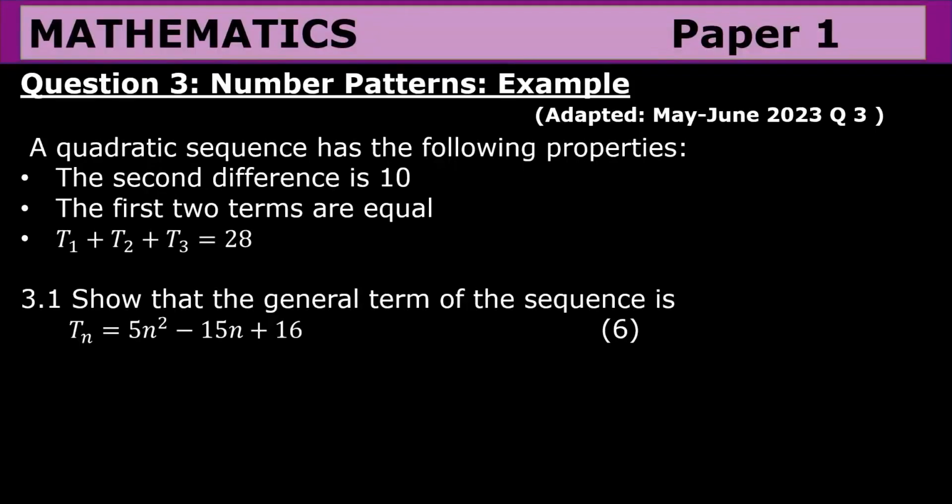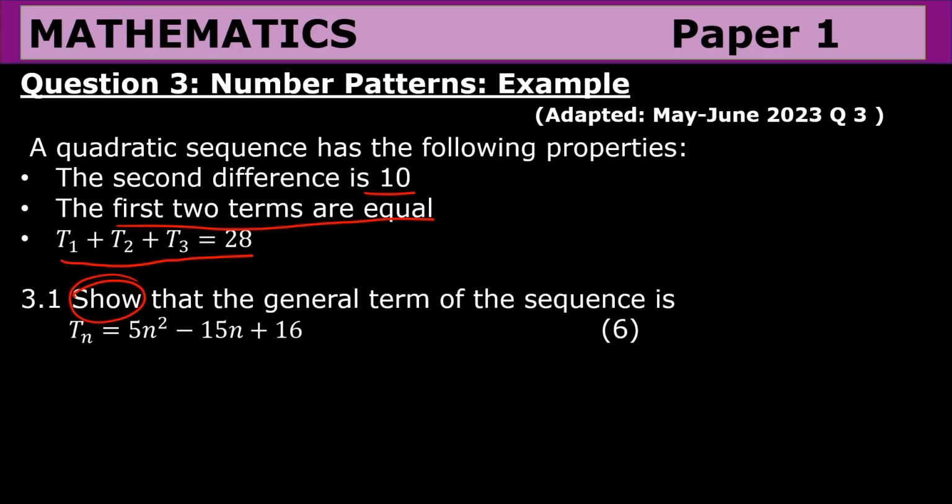Let's go over to the next question for number patterns, and that is question 3. It says there, a quadratic sequence has the following properties. The second term is 10. The first 2 terms are equal, and term 1 plus term 2 plus term 3 is equal to 28. Now show that the general term of the sequence is Tn = 5n² - 15n + 16.